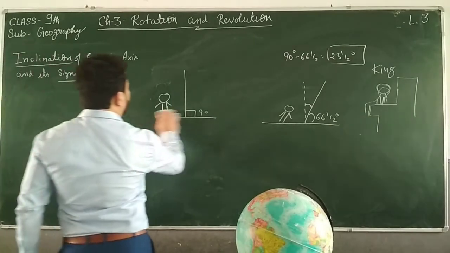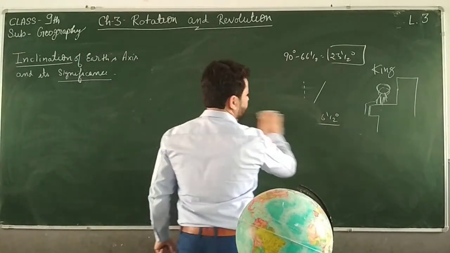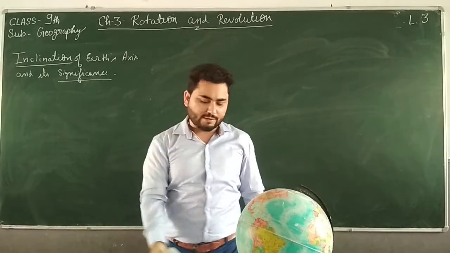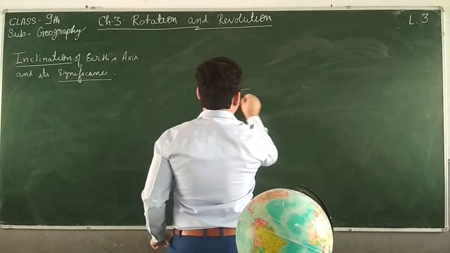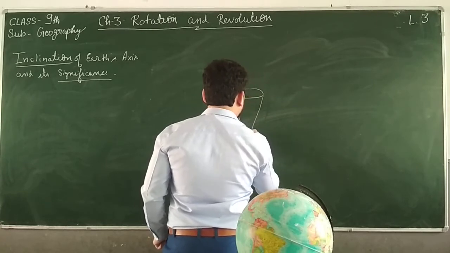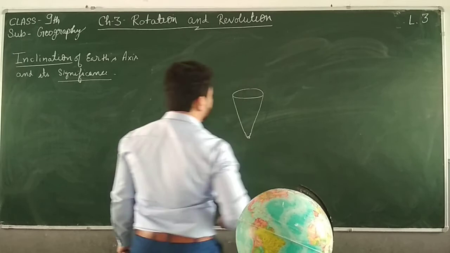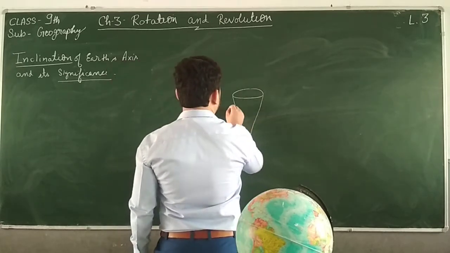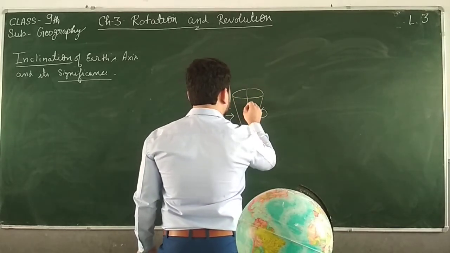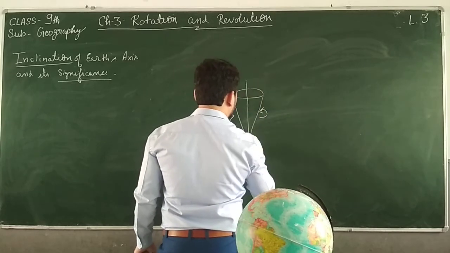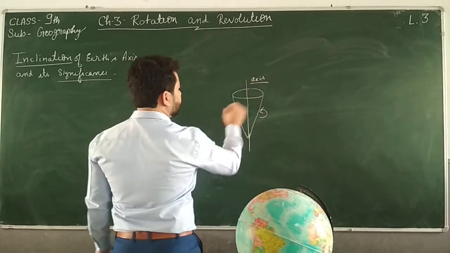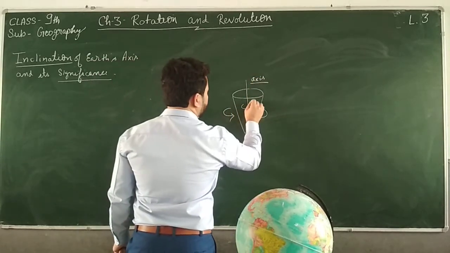Now we will study the inclination of Earth's axis. What is an axis? An axis is an imaginary line which passes through the center of a rotating object. Suppose this is a lattu, a conical-shaped top. I give this example because I rotated lattu a lot during my childhood. If it is rotating in this manner, then this will be the axis of rotation, and around it this lattu is rotating.